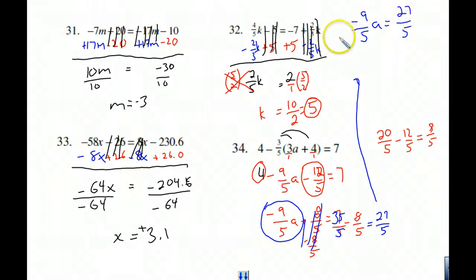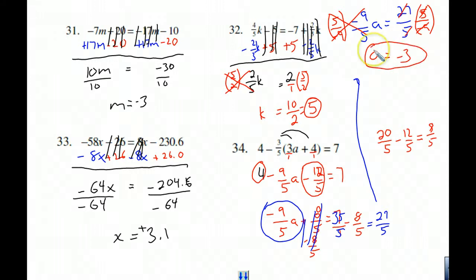It's nice that we both have the same common denominator, so I'll multiply by the reciprocal. 5 over negative 9, 5 over negative 9, that equals 1. We have 1a equals, let's see here, 5 and 5 cancel out. Negative 9 goes into 27 negative 3 times. We get a equals negative 3.